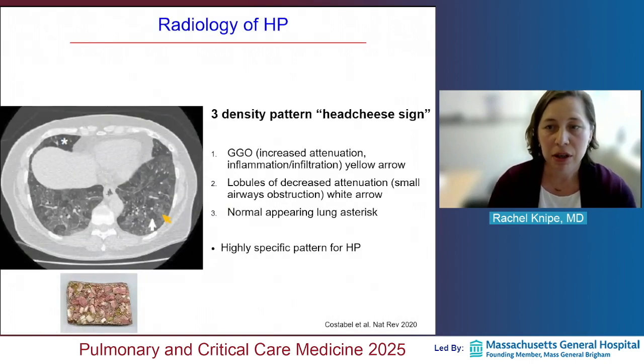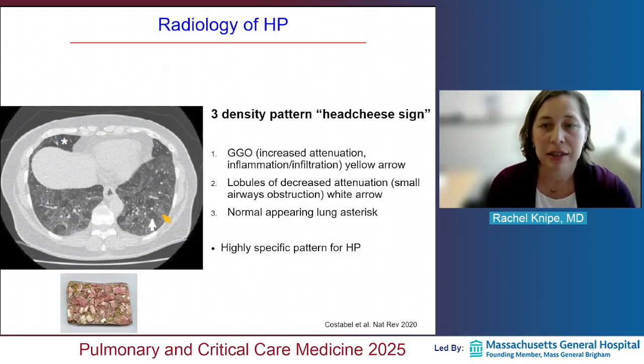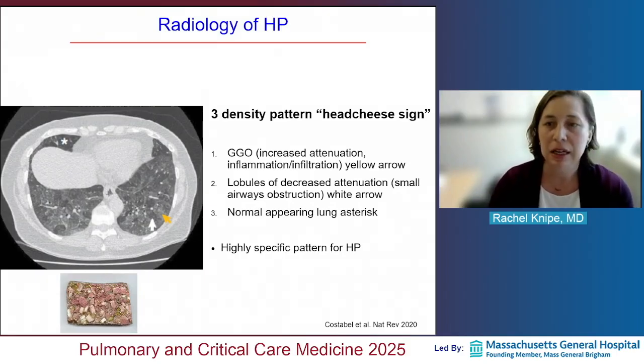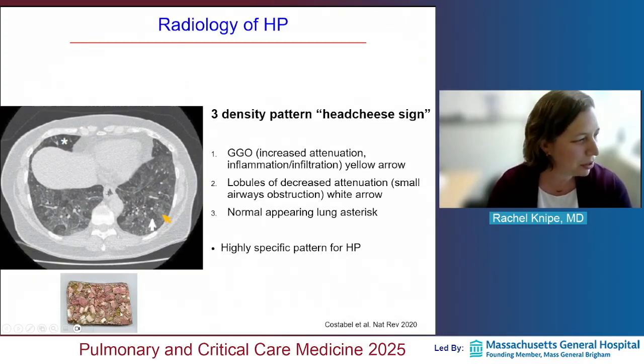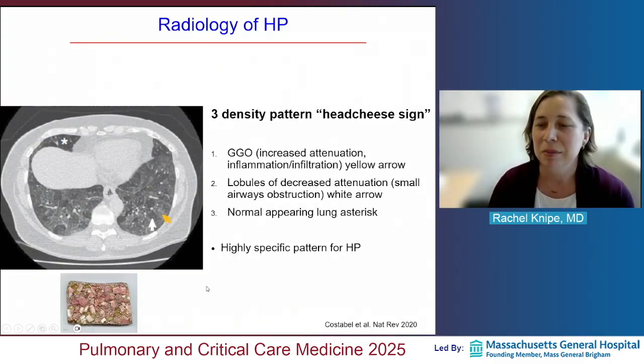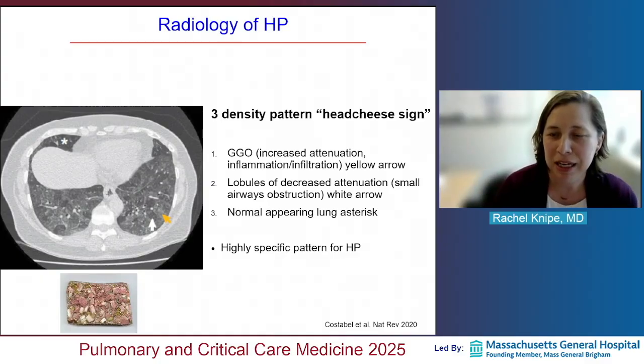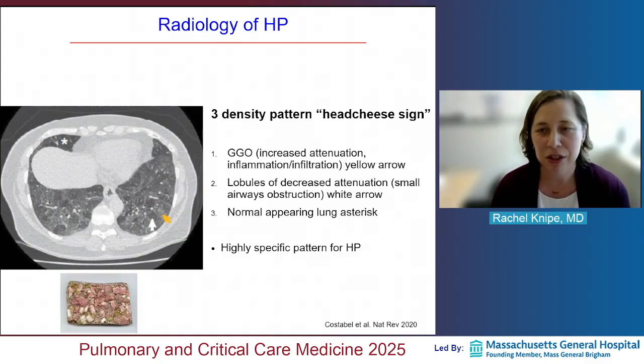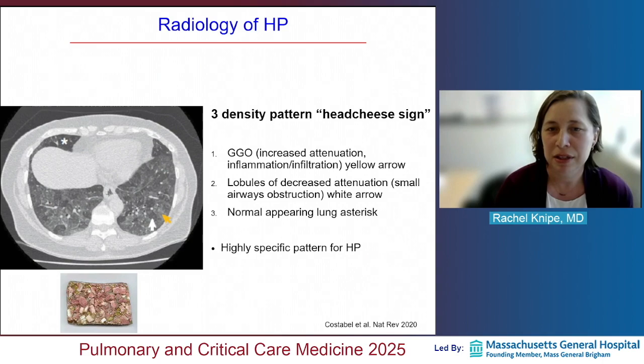The most specific radiologic finding for HP is called the 3-density sign, and includes 3 different attenuation areas. So there's increased attenuation or ground glass marked by this yellow arrow, decreased attenuation suggestive of small areas of obstruction with the white arrow, and then some normal areas. This constellation used to be referred to as head cheese, and I put a little picture in here of head cheese, a meat jelly with multiple different textures and areas of attenuation. Most of us are no longer familiar with this. It is now referred to by our radiology colleagues as the 3-density pattern.